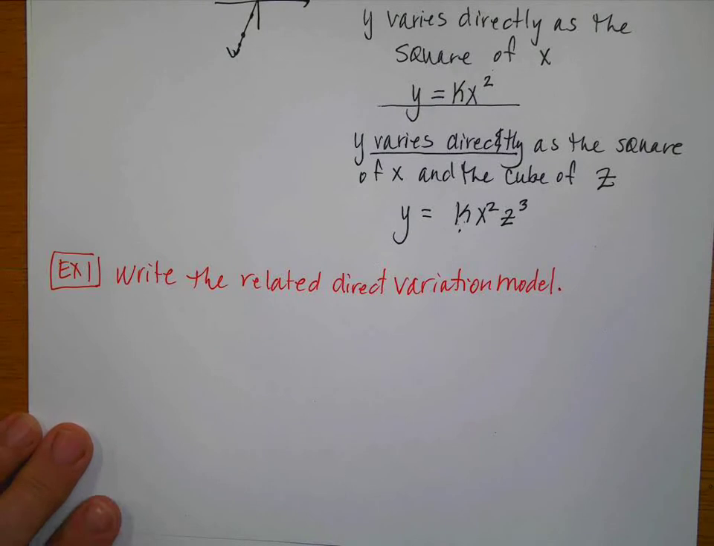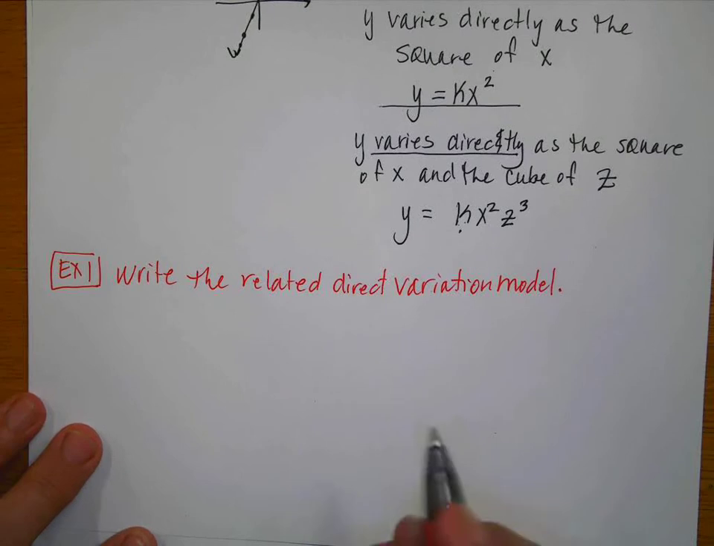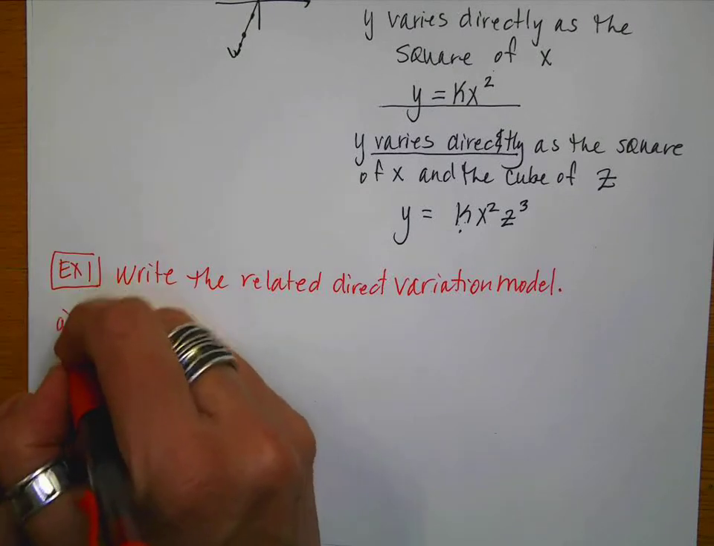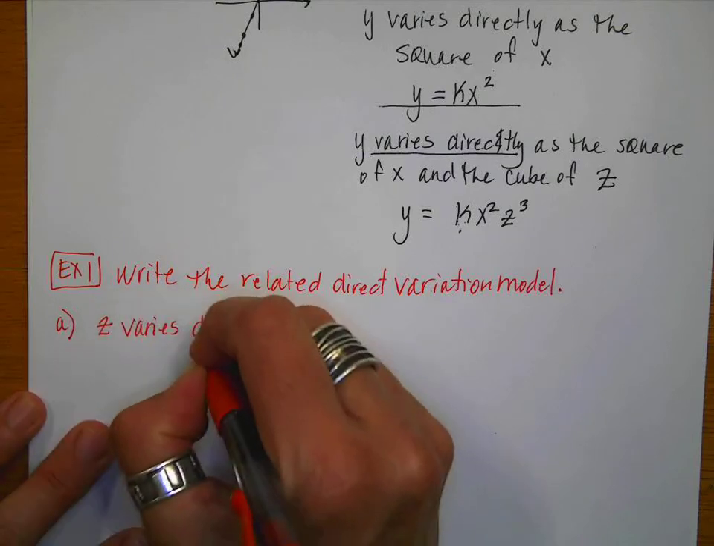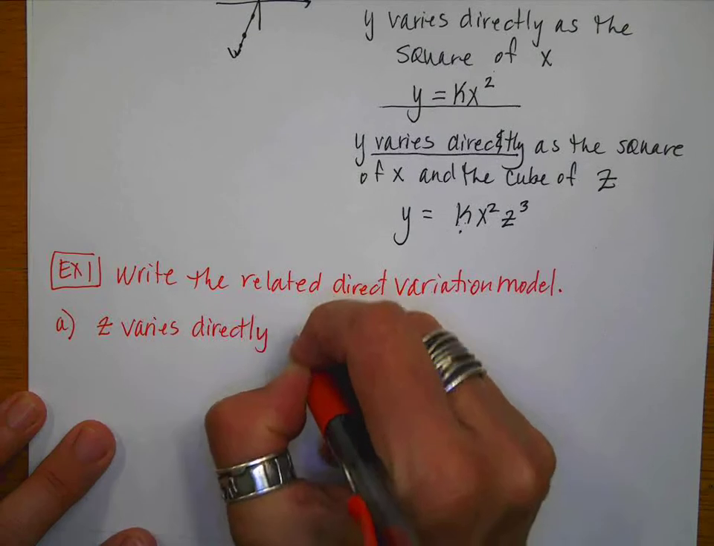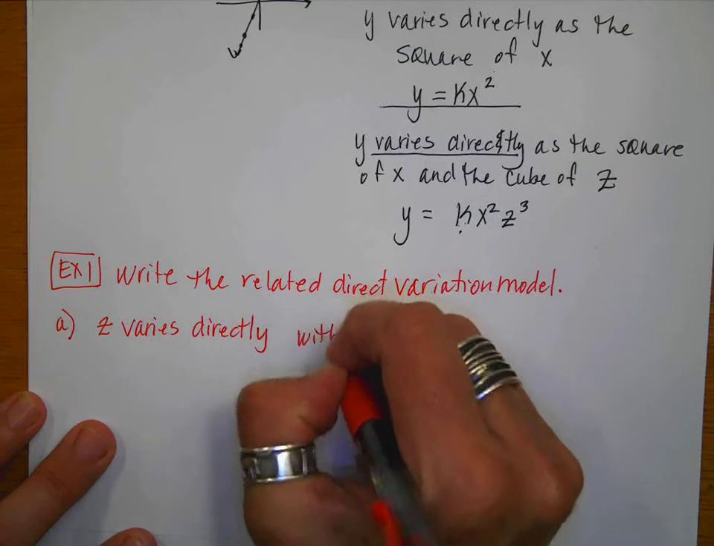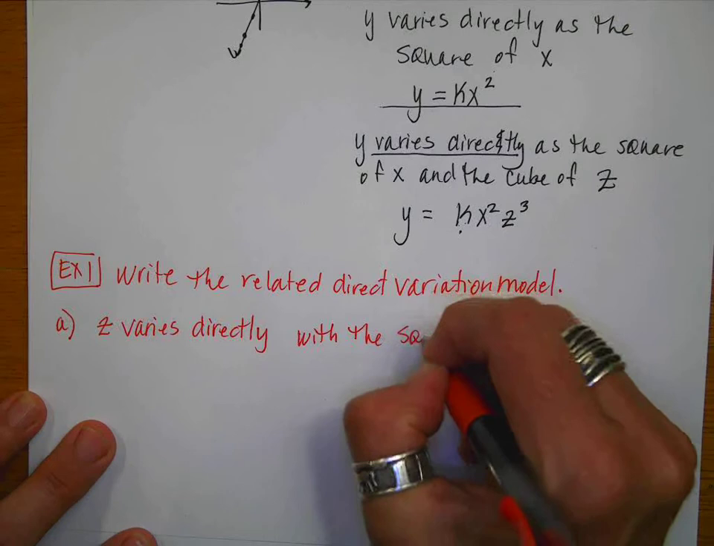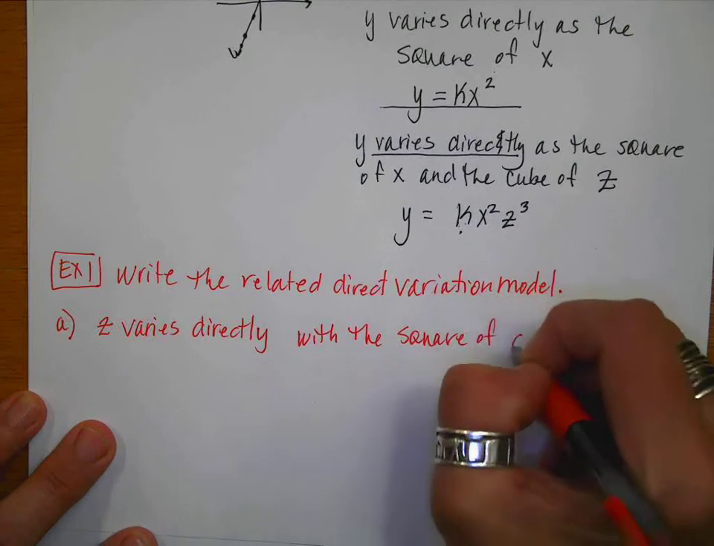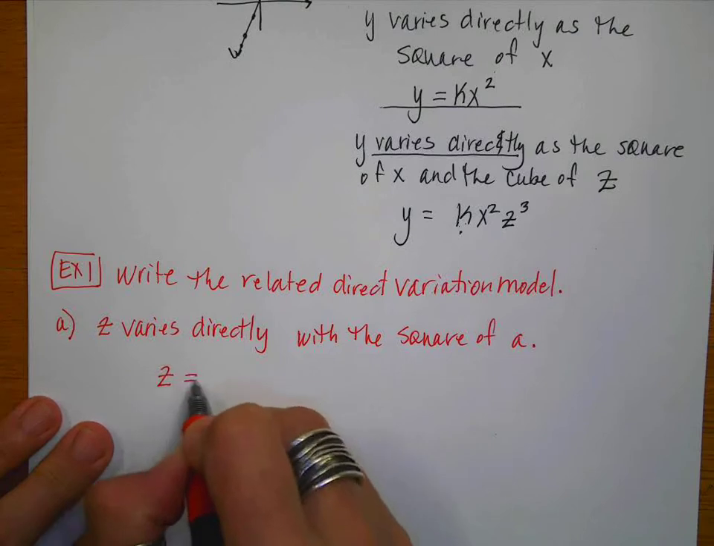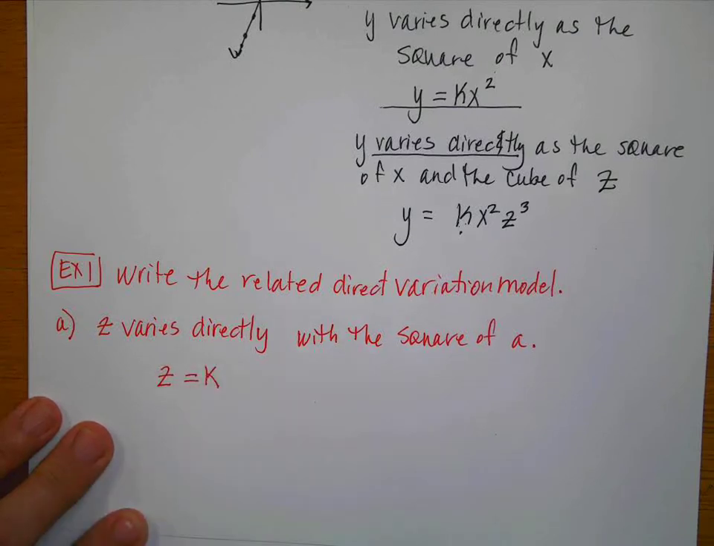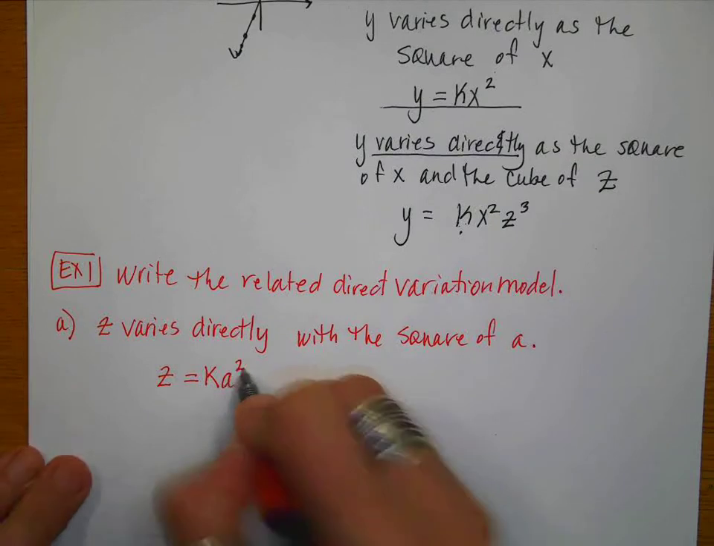So one of the issues in this particular section is that oftentimes I have to write equations from words. So our first part of example 1 is going to say z varies directly with the square of a. And so then I just write as I read. Z varies directly, and that's how I write it. I write as I read, as the square of a.